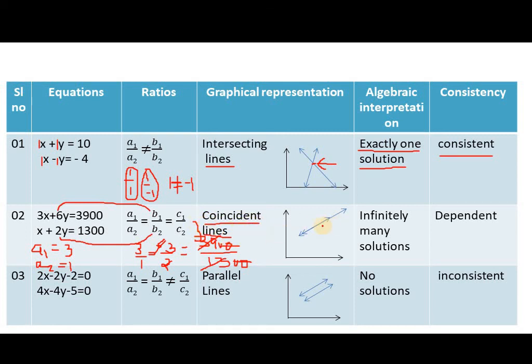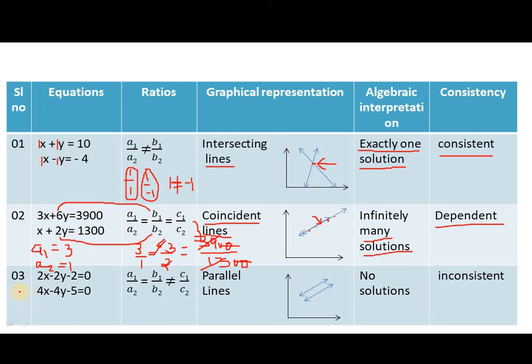Coincident lines means in the plane, the two lines will overlap each other. Infinitely many solutions. So many solutions means so many points lie on this coincident line. This is dependent. The system is dependent.